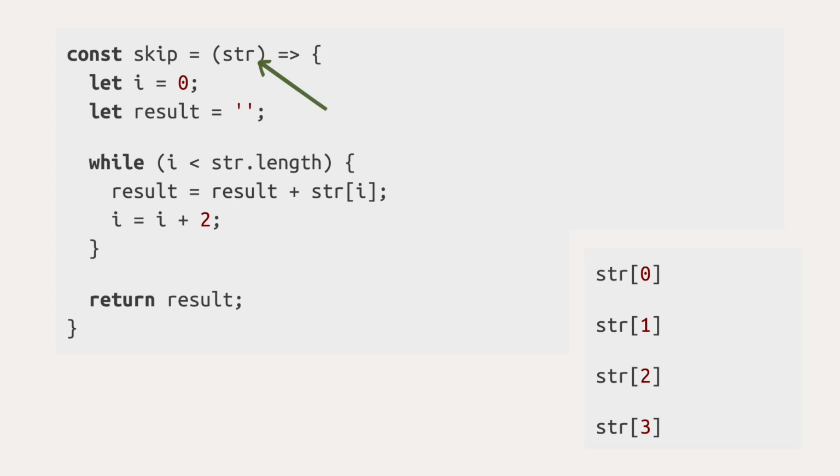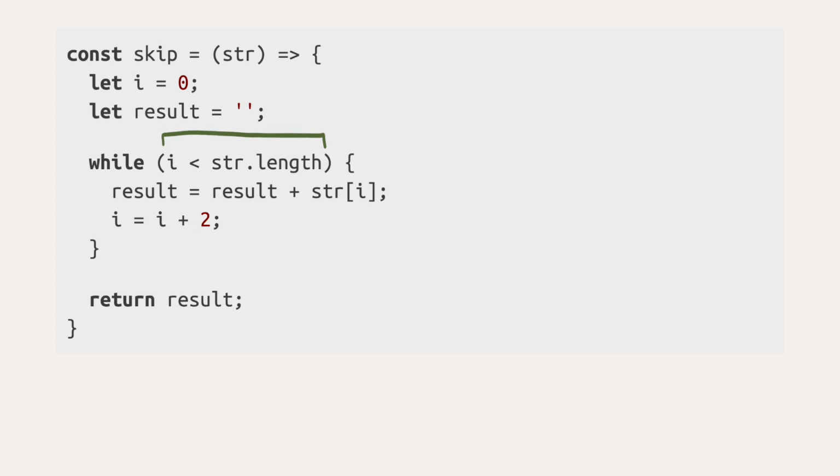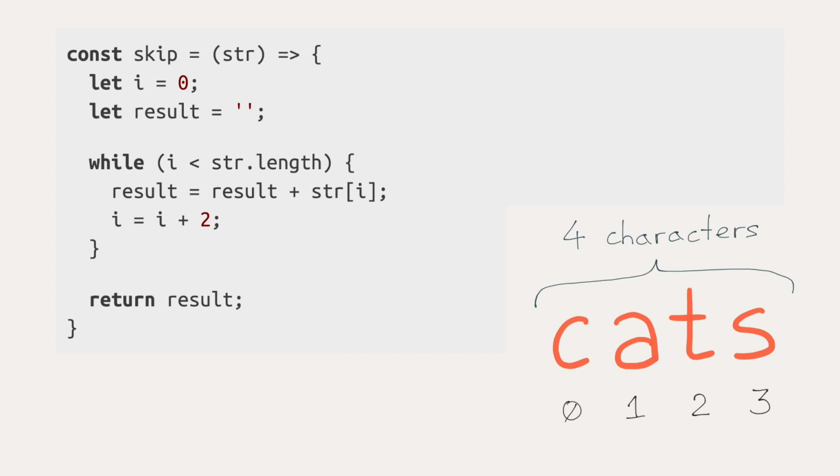Function skip takes an argument, creates two variables, i for the counter, result for the resulting string. Counter is 0 because we want to start from the first character, and result is an empty string. We'll add characters to it one by one. Then goes a while loop, with the condition being i is less than the length of the string. Length means how many characters. The length of the string cats is 4. There are 4 characters, 4 letters.